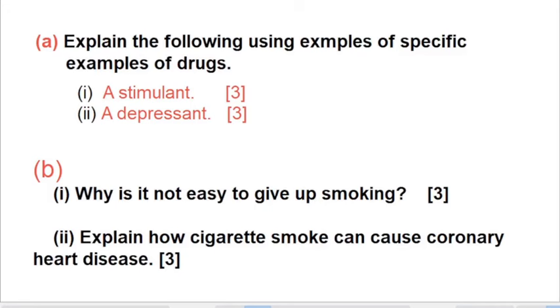So here we have two questions, question A and question B. Question A reads, explain the following using specific examples of drugs. A1, a stimulant. A2, a depressant. Each of these questions carries 3 marks. Question B1, why is it not easy to give up smoking? Carrying 3 marks as well. Question B2, explain how cigarette smoke can cause coronary heart disease. It's also carrying 3 marks. So let's see how we can answer these questions.